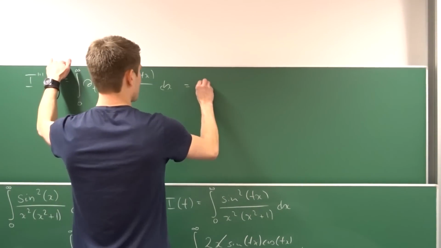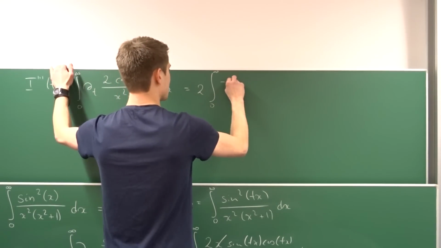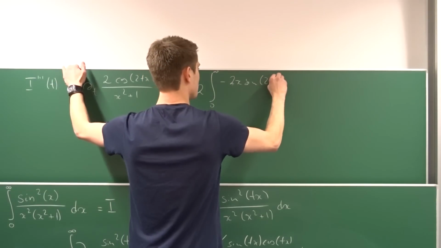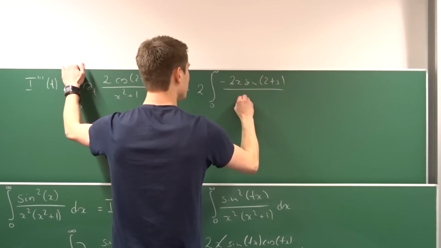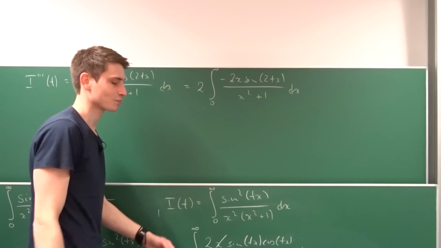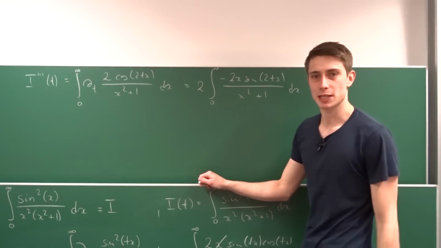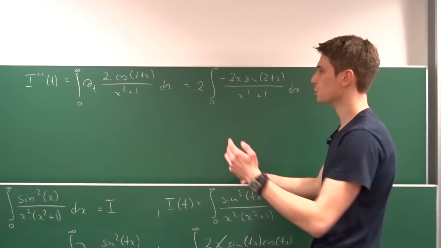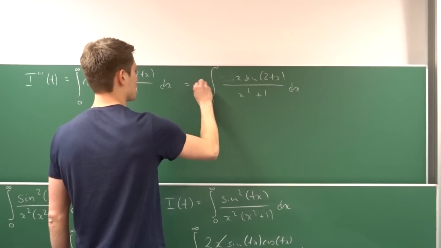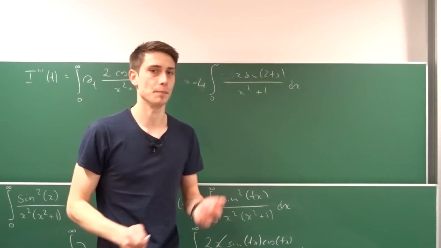So we are having 2 times the integral from 0 to infinity of, okay, this is getting minus 2 times x times the sine of 2t times x over x squared plus 1 dx. That doesn't look any good right now. It just seems like we are making things worse. So at first we could bring this minus 2 to the front to make a minus 4 out of that. Okay, that does look a little bit better at least.